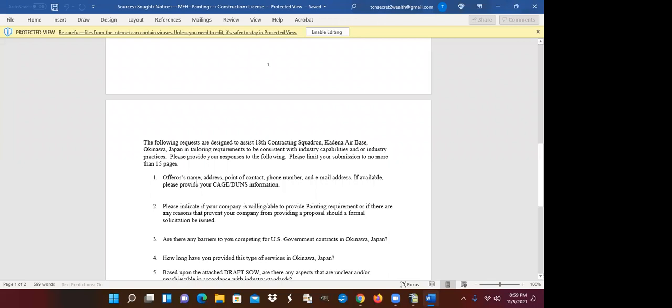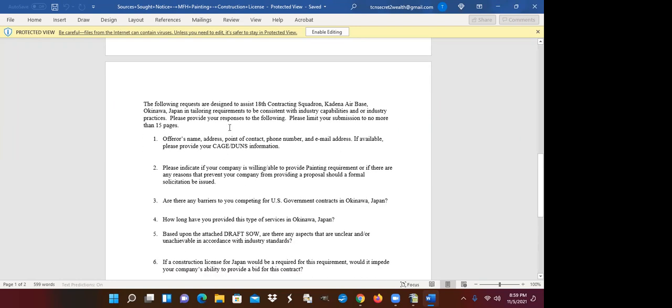And they're asking for the offeror's name, address, point of contact, phone number, and email address. If you have your CAGE and your DUNS information, it makes it a lot easier for them, because the only thing they have to do is go on there and put your CAGE number in, and all your information is going to come up. And that's why it takes so long for them to get you in SAM, because while they're registering you in SAM, they're actually registering you in all 4,600 government databases.